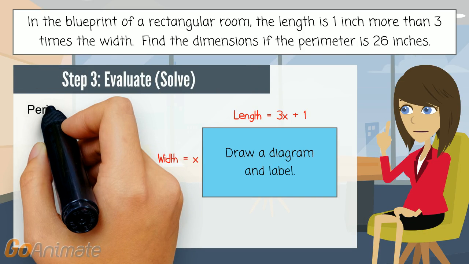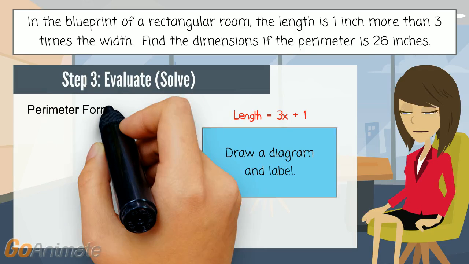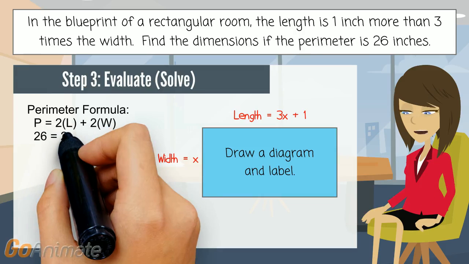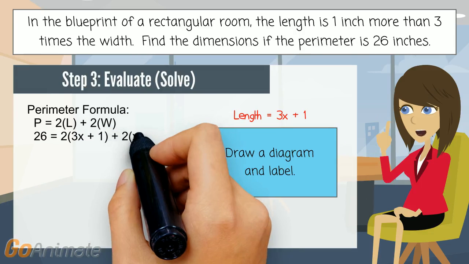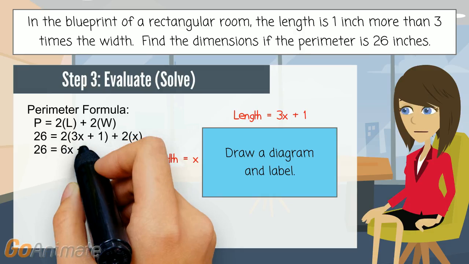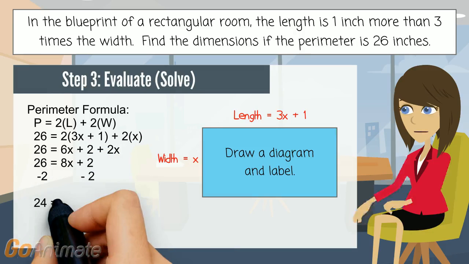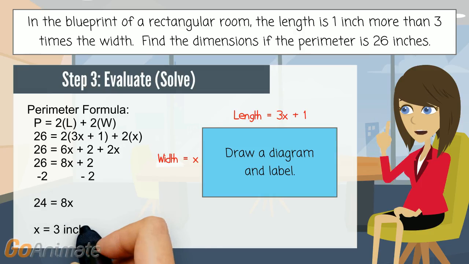Now we have to solve. Plug the let statements into the perimeter formula. The first thing you do is distribute by multiplying. Next, you combine like terms that are on the right-hand side. Then, subtract 2 from each side to get x by itself. And finally, divide by 8 and you get that x is 3.